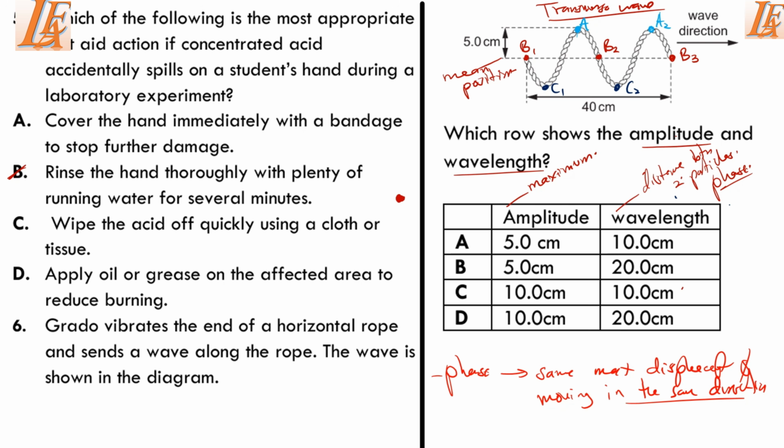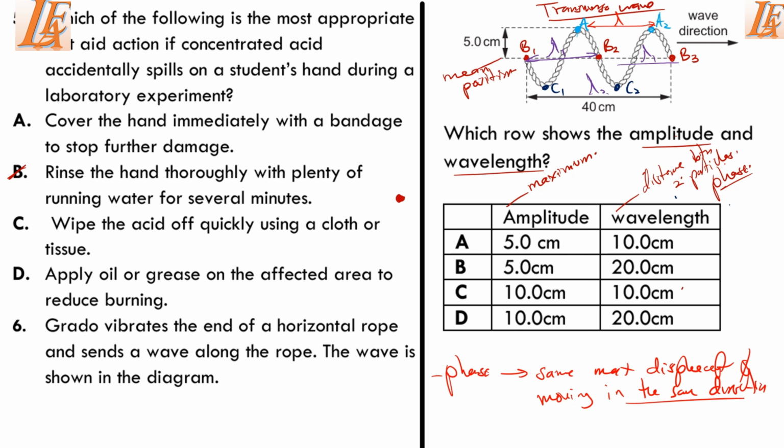Therefore, for you to know the wavelength, you have to find the distance between particles which are in phase. Like in this case, you get the distance from A to A2, or the distance between B1 and B2, that is a wavelength, or B2 to B3, this is also another wavelength, or from C1 to C2. And that's why we define a wavelength sometimes as the distance between crests and crests, or troughs and troughs.